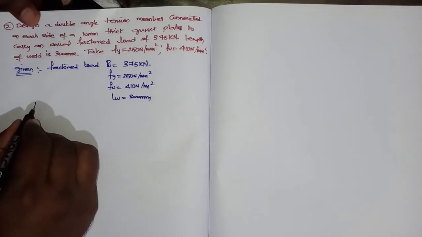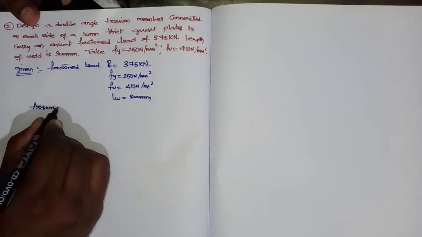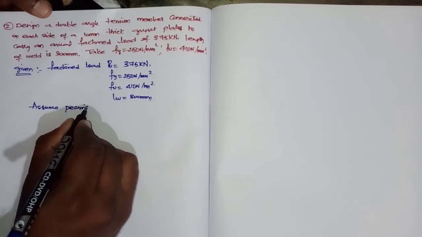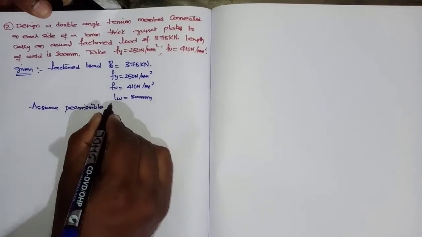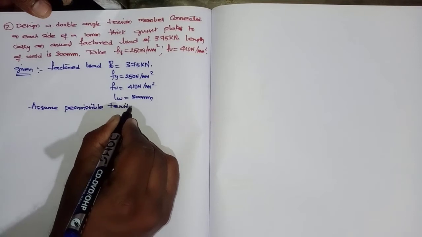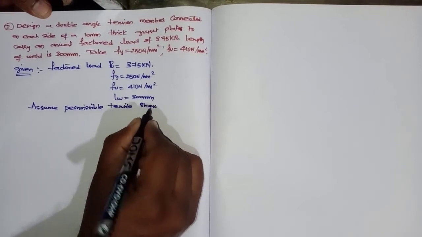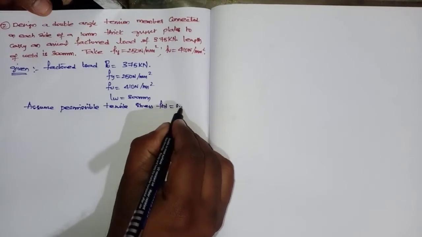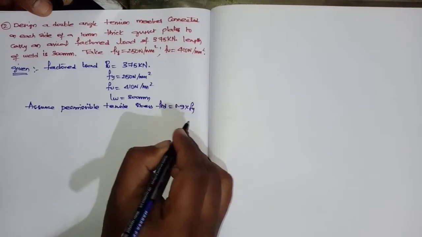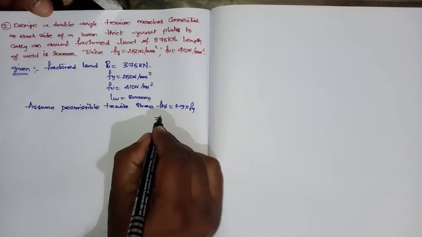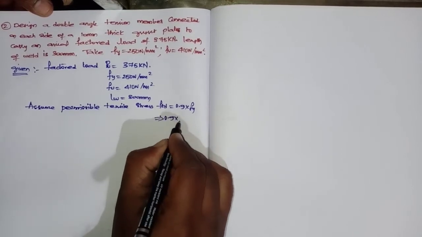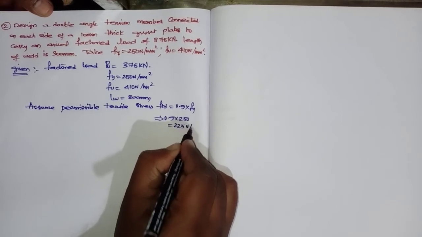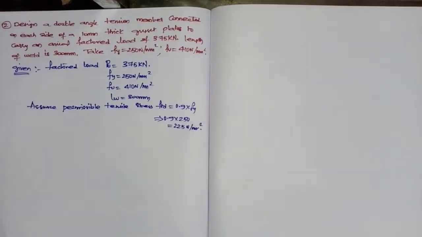Now here you have to assume a design permissible tensile stress, that is denoted by FTD, which is equals to 0.9 into Fy. So 0.9 into 250 is 225 Newton per mm square. This is the value.